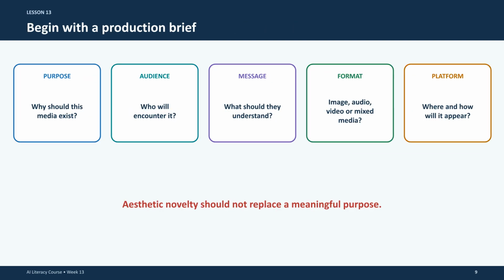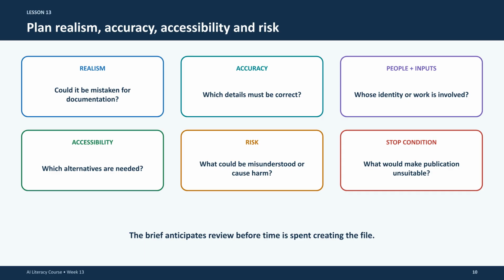Always begin with a production brief. Define your purpose, your audience, the message you want to convey, the format, and the platform. Remember, the novelty of using AI should never take the place of having a clear and meaningful purpose for your media. Your brief should proactively address realism, accuracy, inputs, accessibility, and risk. By anticipating these factors, you can conduct a thorough review before spending valuable time creating the file, ensuring you have a clear stop condition if the project becomes unsuitable.